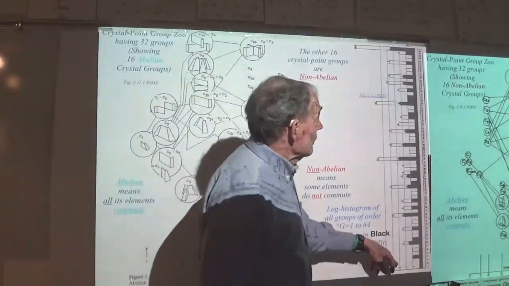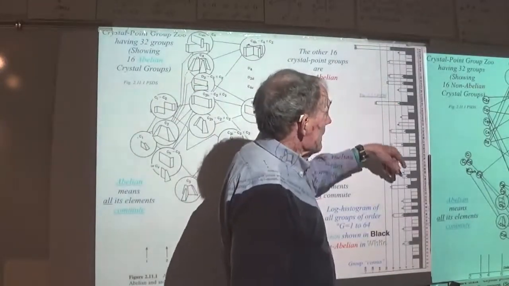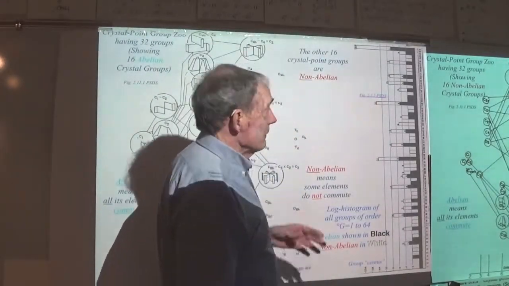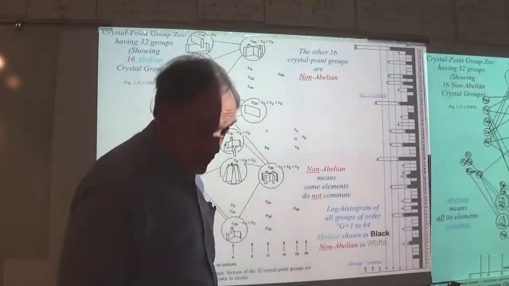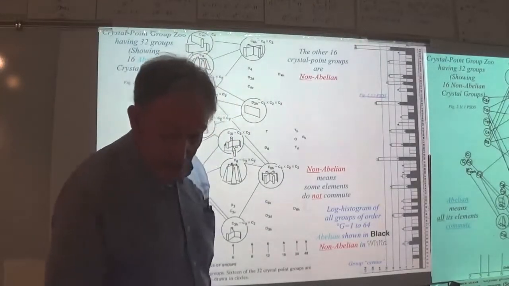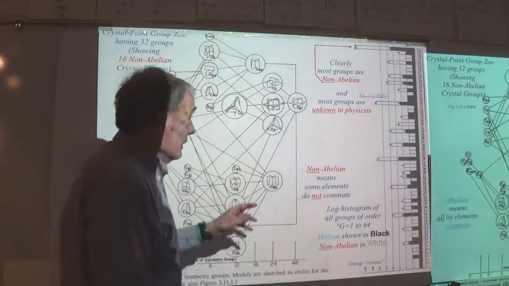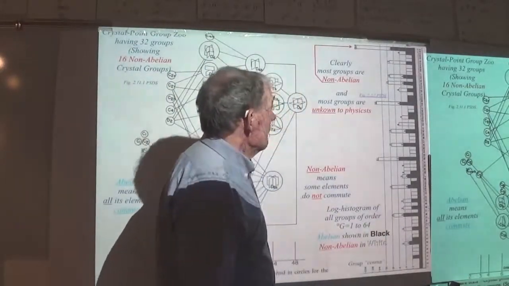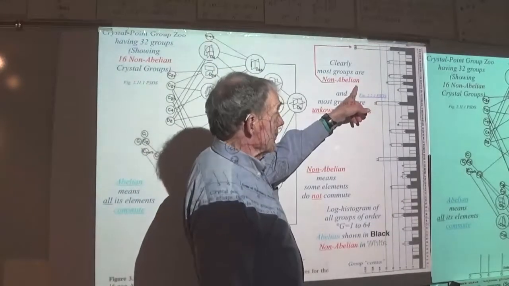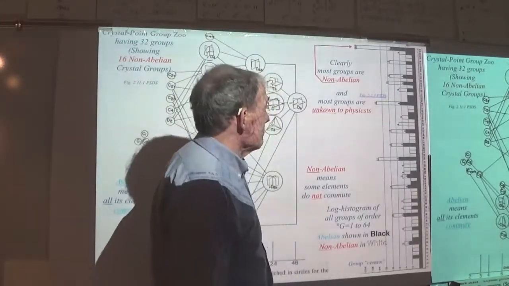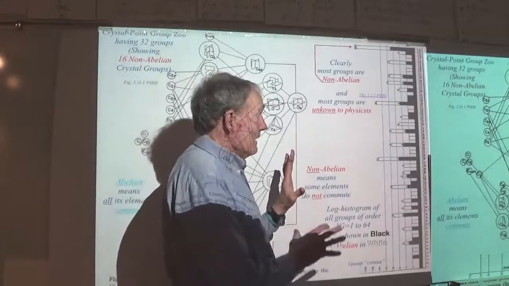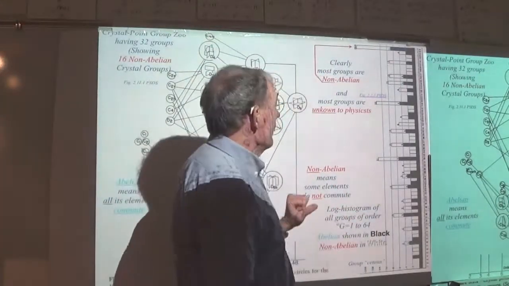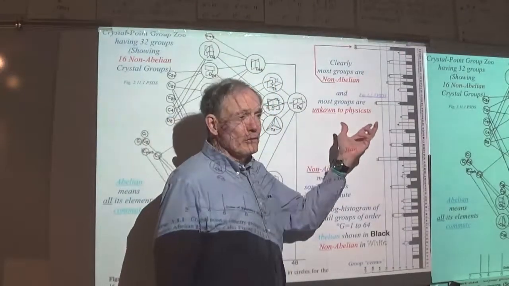But for order less than about 64, that's what I've plotted it up to, you can see very clearly on a chart like this, and I'll go ahead to the next slide on this one, it is clear that of all of these groups, most of them are non-commutative, that is, non-abelian. And also, I would say the vast majority of the groups just in this chart are completely unknown to physicists.